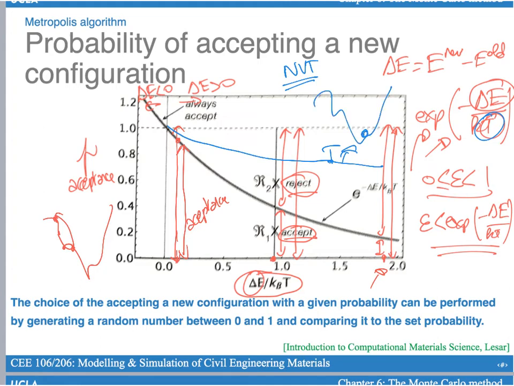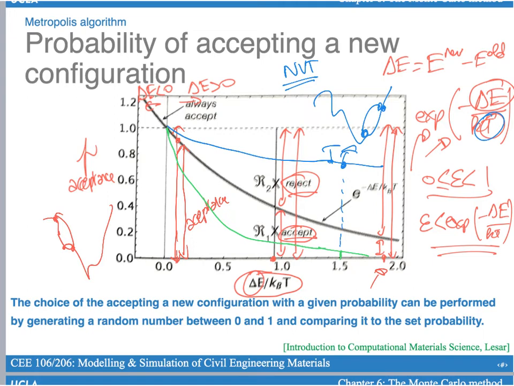So if you start here, you make a move like this that is increasing the energy quite a bit. If the temperature is very low, then the probability of accepting such a move that is increasing the energy so much will be very low. But if you are now working with a higher temperature, then the probability of acceptance becomes much higher.